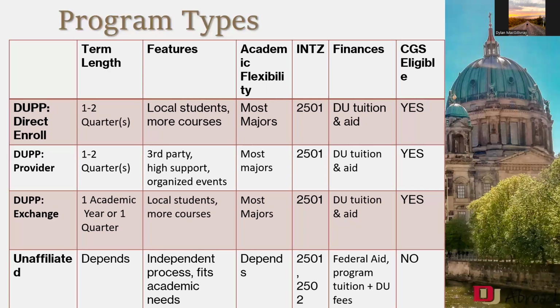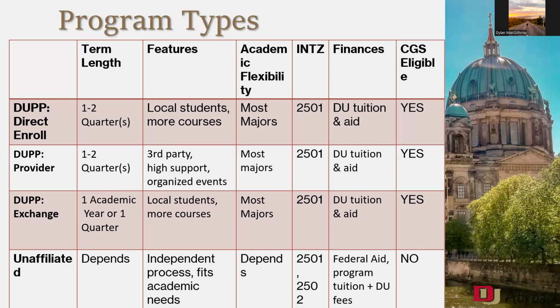So this is just a really quick overview of our different programs. There's DU partner programs. These are the direct enroll, the provider, and the exchange. All of those are DU partner programs. So those are universities that we have a formal partnership with. And then there are unaffiliated programs. Those are a little bit different and require a different application. There are some different considerations to think about in terms of finances and what courses you'll need to take. We'll touch on that a little bit later, but for now, this is a great graphic just to see what they are and how they differ amongst each other.